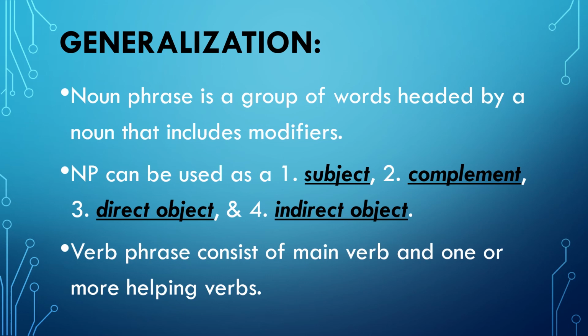Lastly, verb phrase consists of main verb and one or more helping verbs. For example, main verb is listening. Helping verbs are might, have, and been. So we have three helping verbs. Therefore, we form might have been listening. Is there any question? All right.